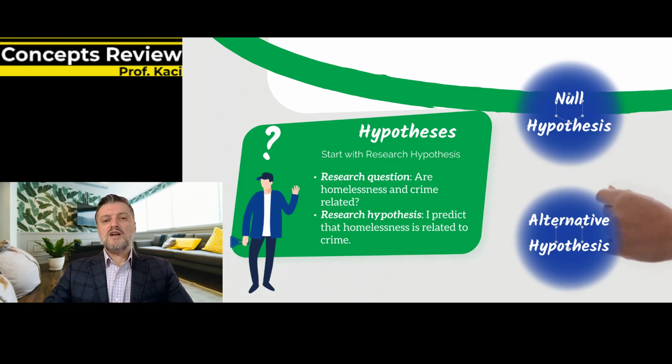A research hypothesis states an expected relationship between variables in positive terms. An example would be the relationship between homelessness and crime. In the form of a research question, this would be stated as, are homelessness and crime related? In the form of a research hypothesis, you would state it as, I predict that homelessness and crime are related.